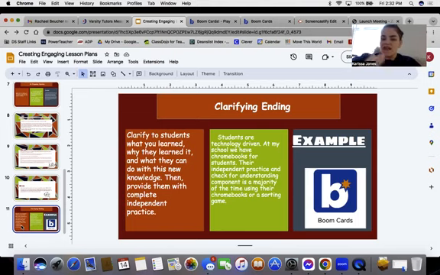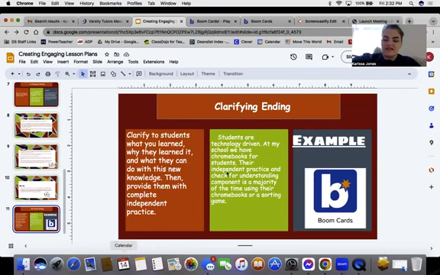So when I'm ending my lesson, I always clarify to students what they learned, why they learned it, and what they can do with this new knowledge. And then I provide them with independent practice. Like I said, students are technology driven. And like I said, we have Chromebooks at my school.